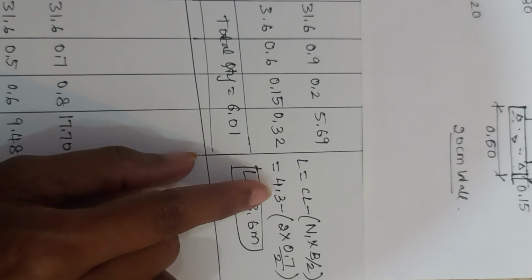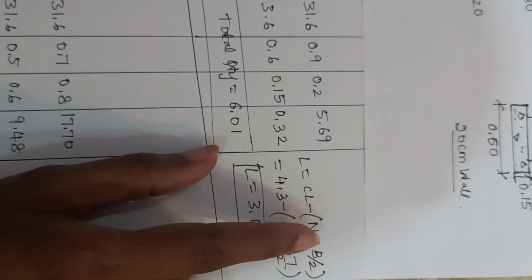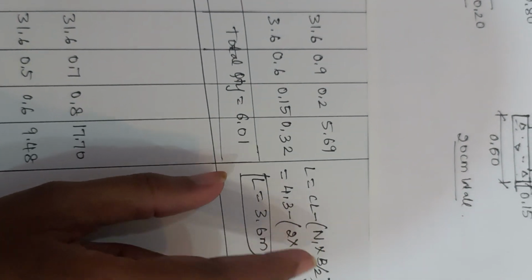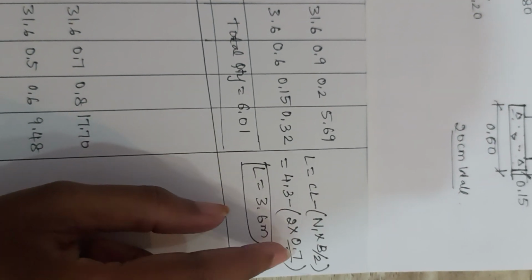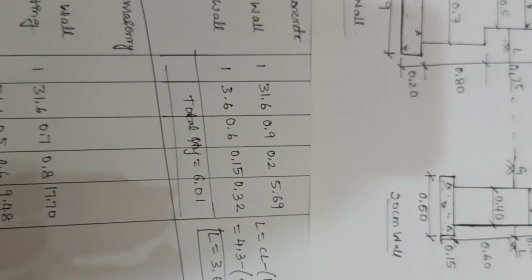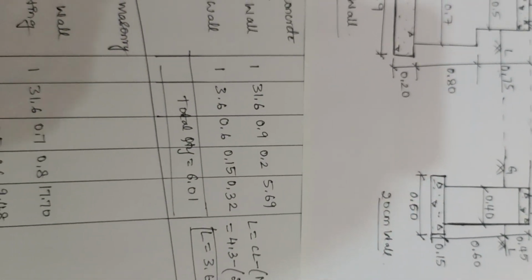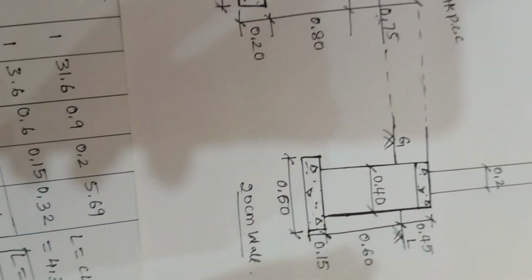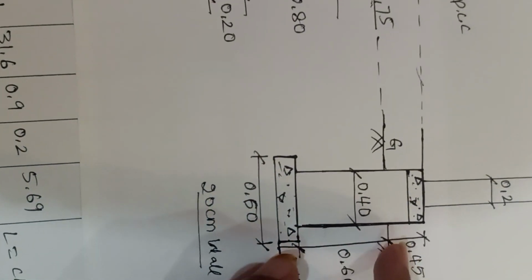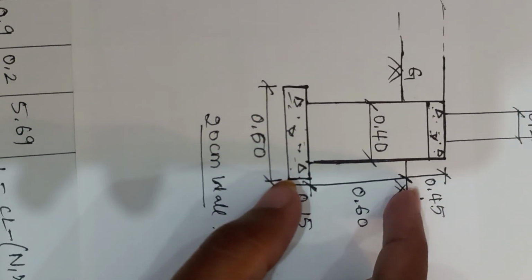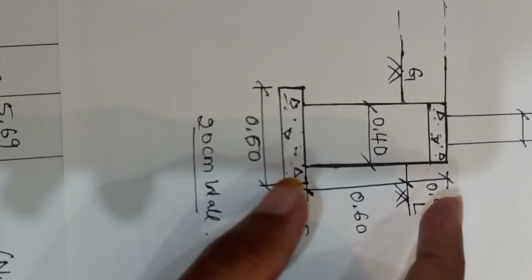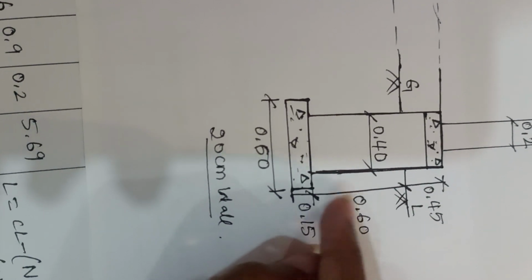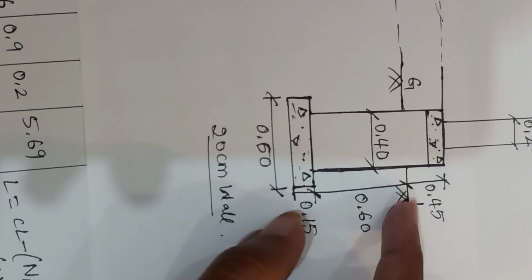We got a value of 4.3 minus N1. N1 represents the number of junctions of 30 to 20 wall, which is 2 numbers, multiplied by B. So this time you have to take a width which corresponds to your depth. For example, here you see at what depth the CC bed is lying. It is acting at a depth of 0.75 from the ground level.